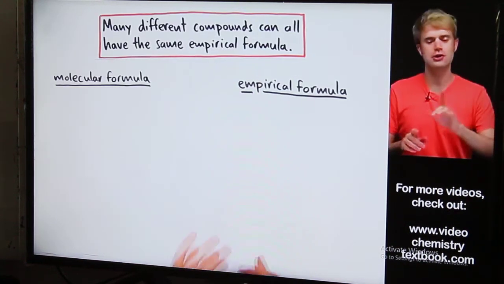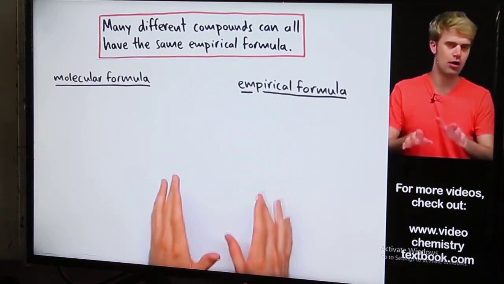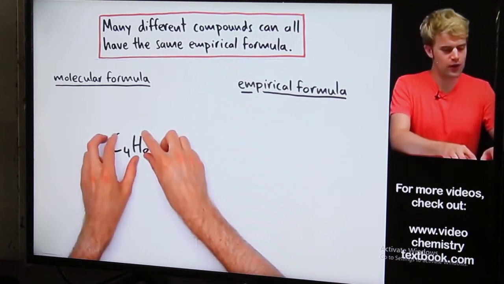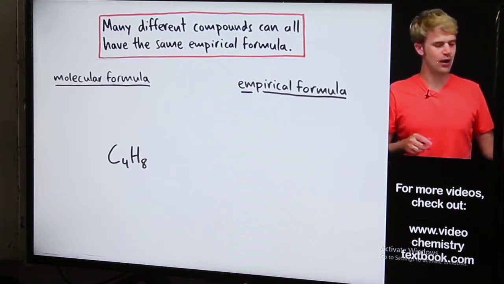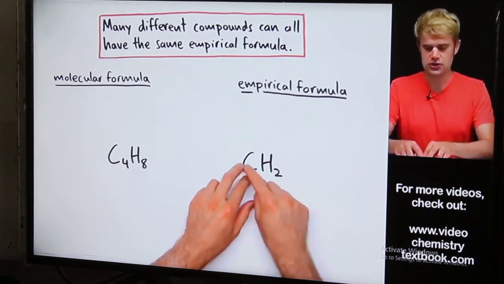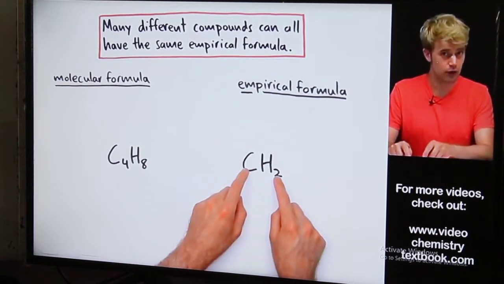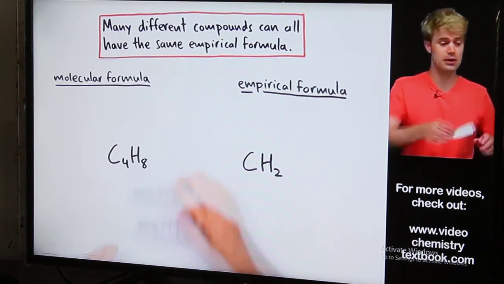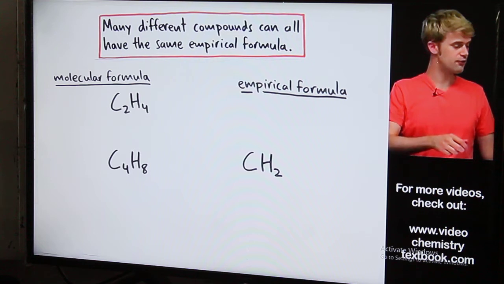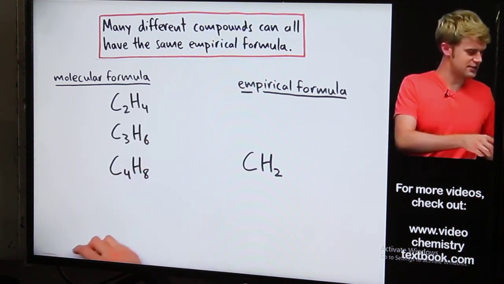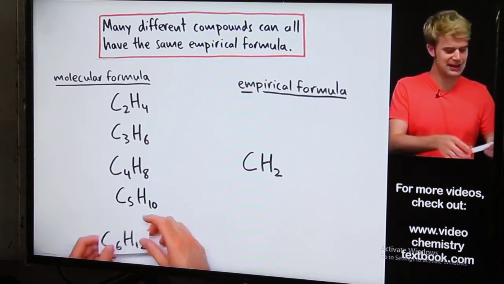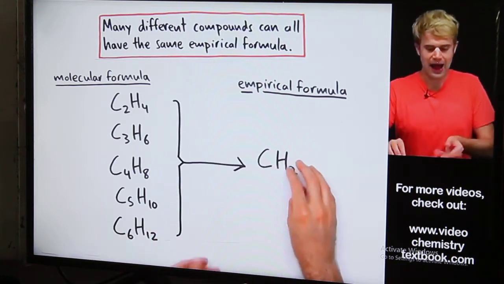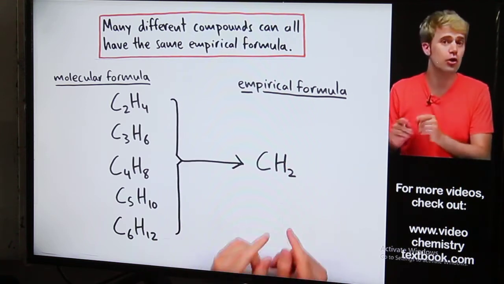Now finally, I want to mention that many different compounds can all have the same empirical formula. Early in the video, we saw the molecular formula C4H8 has CH2 as its empirical formula. But many other compounds also have CH2 as their empirical formula. C2H4, C3H6, C5H10, and C6H12 all have CH2 as their empirical formula.